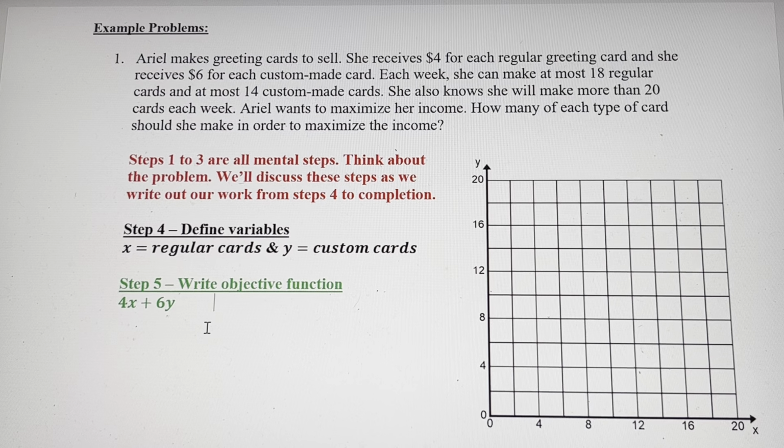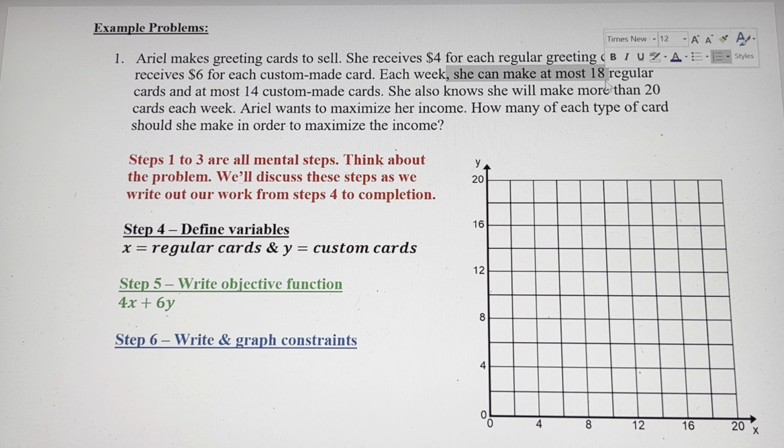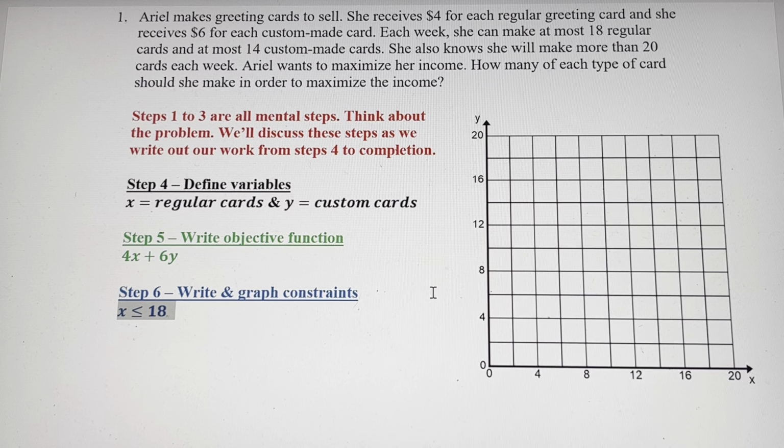Step 6, let's write out our constraints, and we're going to graph those. In reading, one of the things we see here, she can make at most 18 regular cards. So that inequality would be X is less than or equal to 18. She makes at most 14 custom cards, so Y is less than or equal to 14. And then we know she's going to make more than 20 cards each week, so X plus Y is greater than 20. Make sure you understand there's no equal to there. More than 20 means 21 or more.